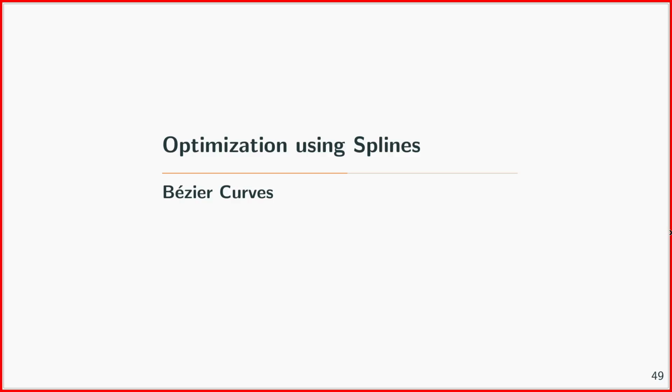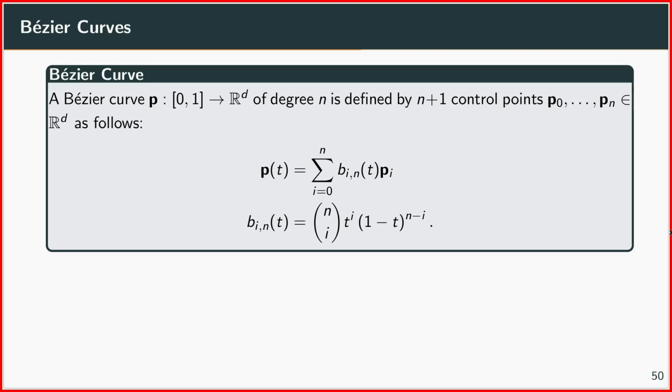Okay, let's look at one more type of splines, Bezier curves. They are actually important in robotics because we can use them to stay inside of safe regions in your configuration space. And this is often pretty nice because you get this guarantee that you will not end up in an obstacle while still having a pretty smooth path.